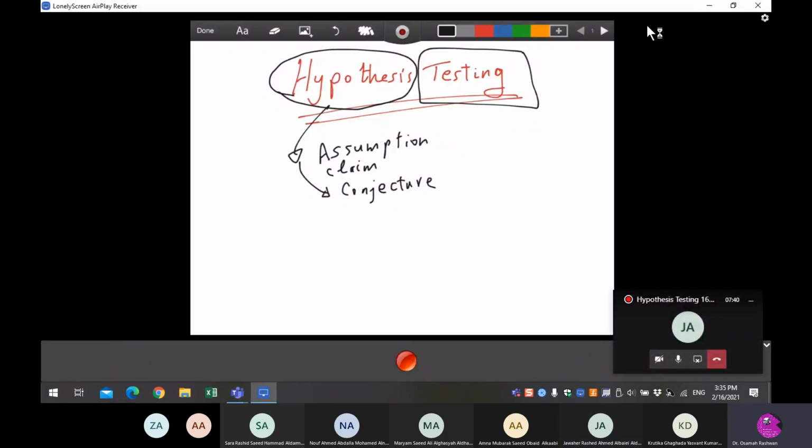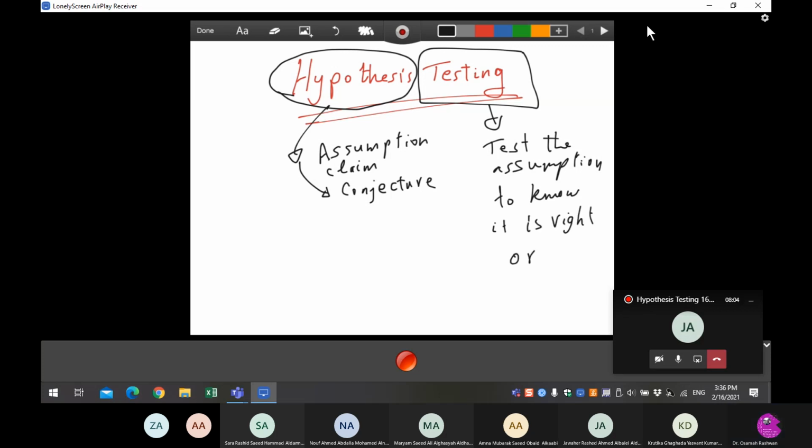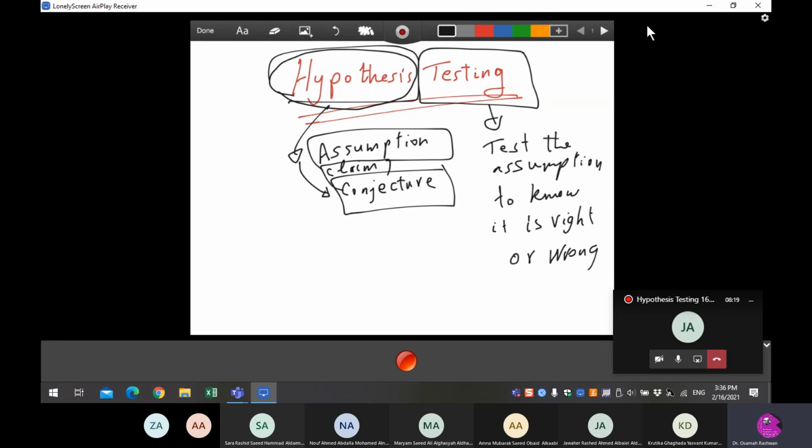So you would like to test it, right? Testing your claim. You test the assumption to know if it is right or wrong. Okay, this is our title. So I would like to go for conjecture. Some people like claim, some people call it assumption, some people call it hypothesis as it is. Okay, so we have hypothesis.